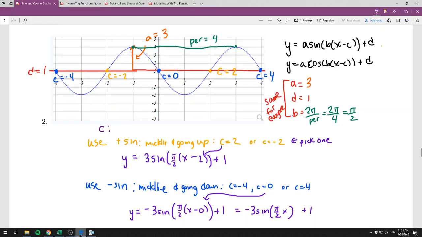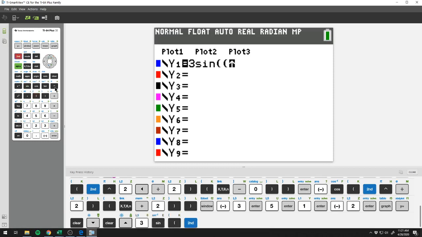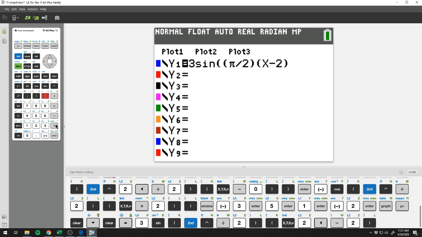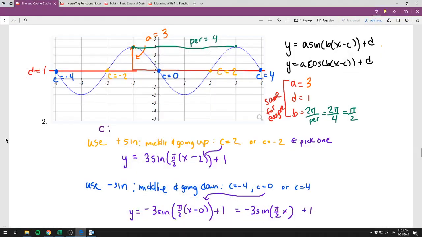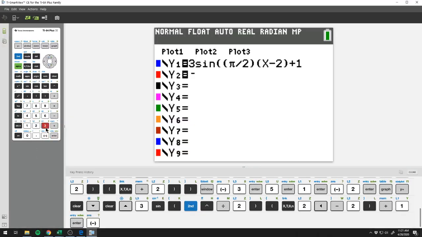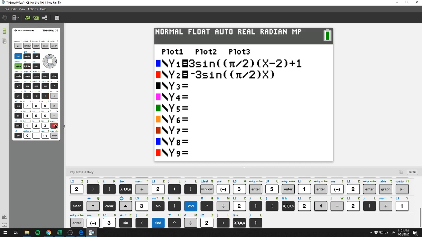All right, so for our first one, we got y equals 3 sine of pi divided by 2, then we got x minus 2, plus 1. For our second one, I had negative 3 sine of pi divided by 2, x, plus 1. Now the reason I put the pi over 2 in parentheses here is just to make sure that there's no errors here. It's doing pi over 2 times x, not potentially putting the x in the denominator with the 2.